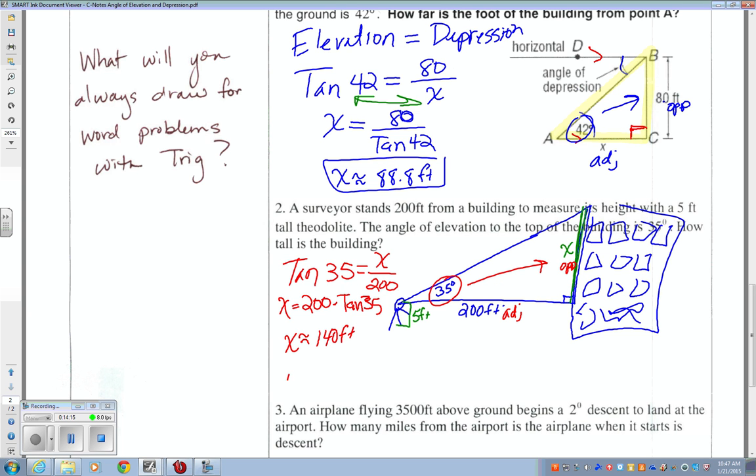All right, so the building, though, the building would be 145, right? Because you would add the 5 feet from our surveyor. Are we good on that? Are we okay on that? Because this distance is only from here up. We're measuring it from 5 feet above the ground. So we still have to add the 5 feet to the ground.